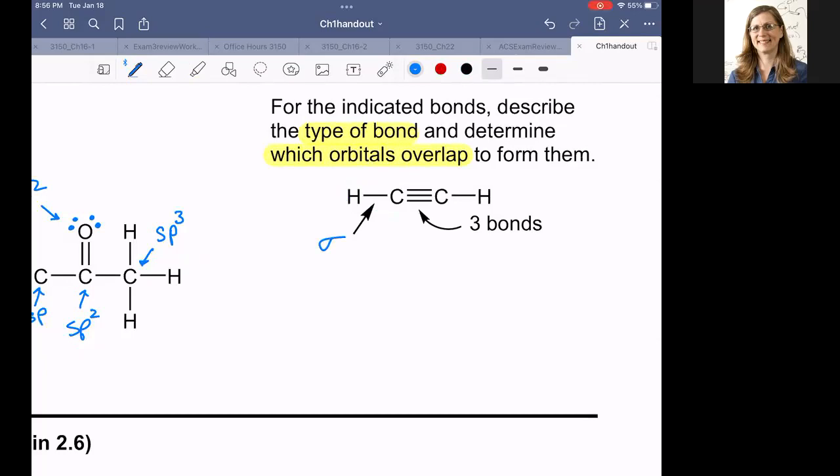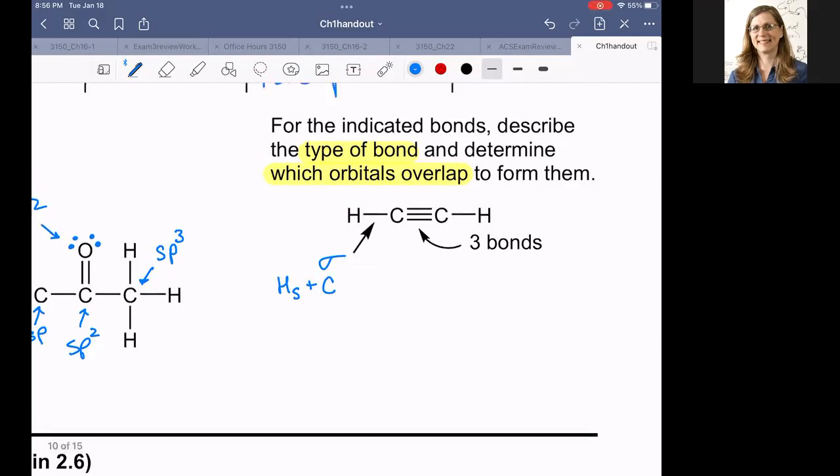And what orbitals are being used to create that? The hydrogen atom brings the s orbital. It's s orbital, that's all it has. And what hybrid orbital does the carbon have? Well, it depends on its hybridization. This carbon is sp hybridized, so it's the sp hybrid orbital that it's using to form this CH bond, this CH bond.